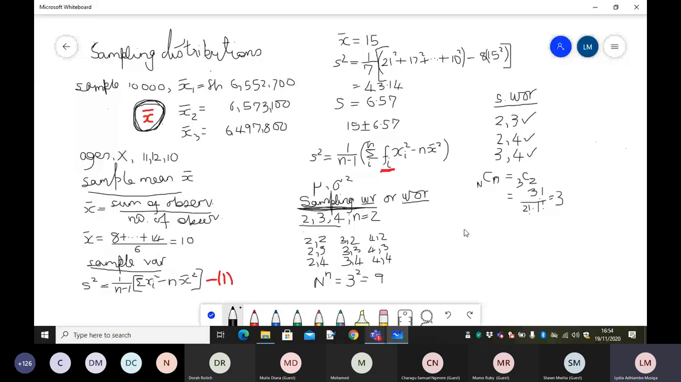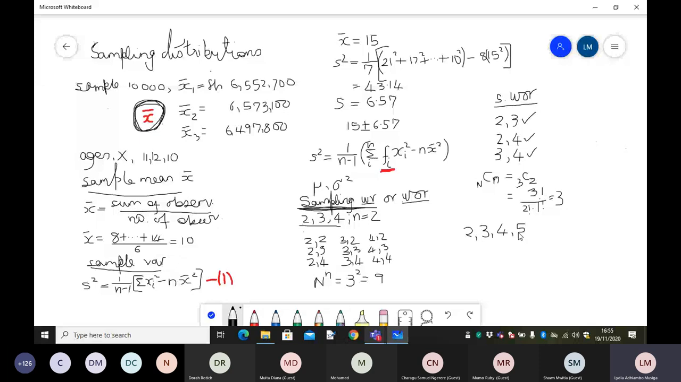Consider the population 2, 3, 4, and 5. So the first part of the question requires you to draw samples of size 2 WR.